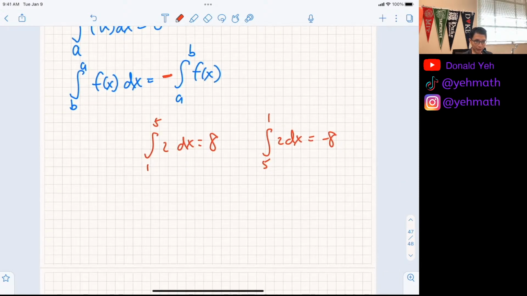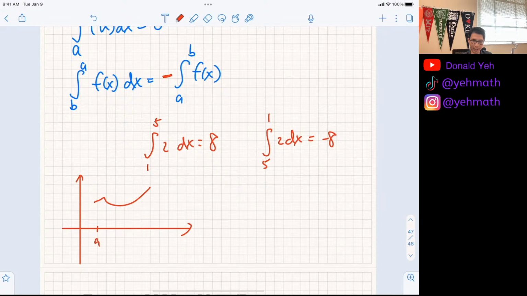One last property you're going to know is integration from a to b of f of x. Now this one you have to base on a graph. Sorry, I'm going to base it on this graph here. The way I'm going to organize this graph is something like this. This is A and this is B, and C has to be in between. It doesn't matter where.